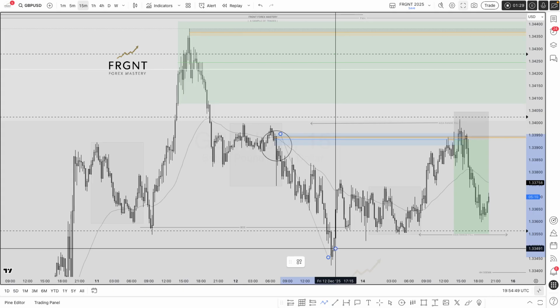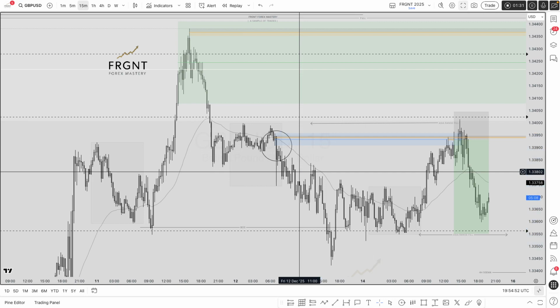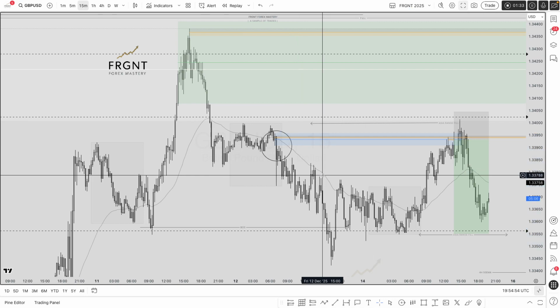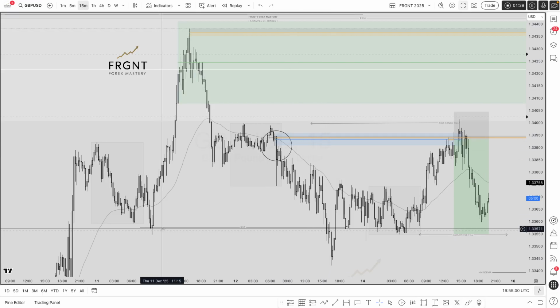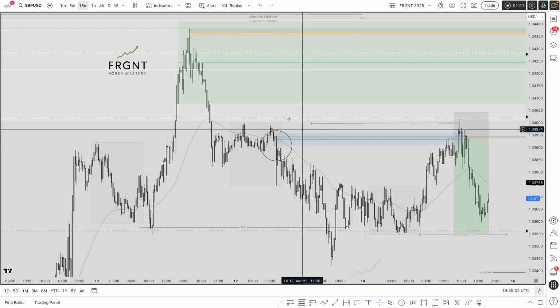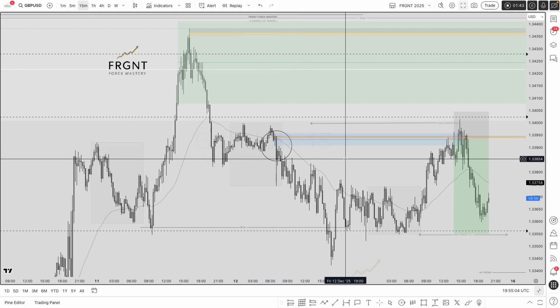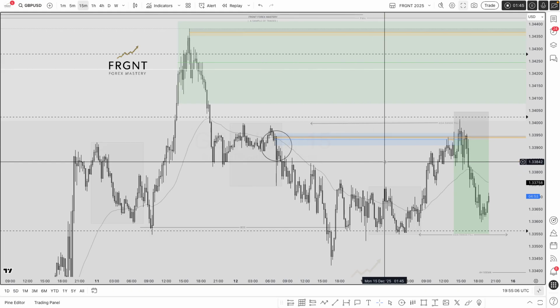Criteria number two is that snap must leave behind a 15-minute order block that we can look to manipulate. That's criteria number two. We can see quite clearly we've had that snap, break of structure identified, and we can highlight and identify a 15-minute order block where that occurred from.